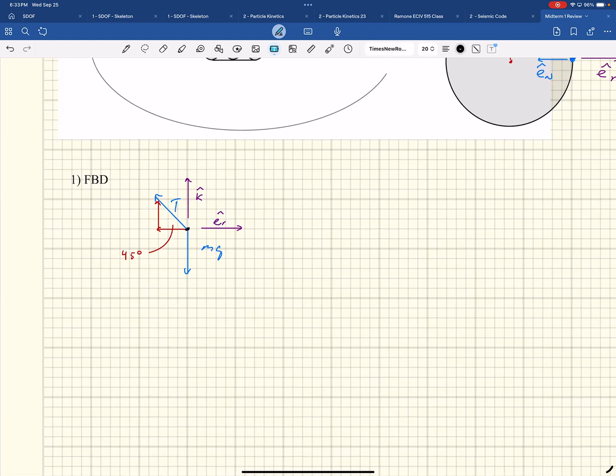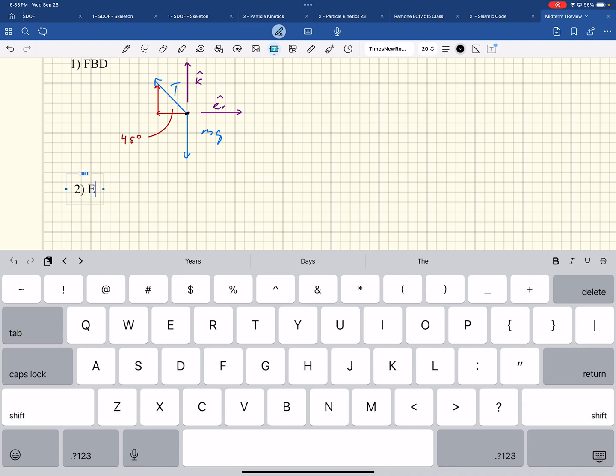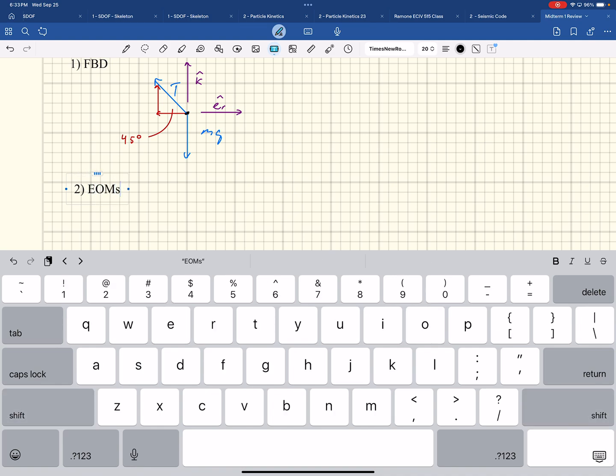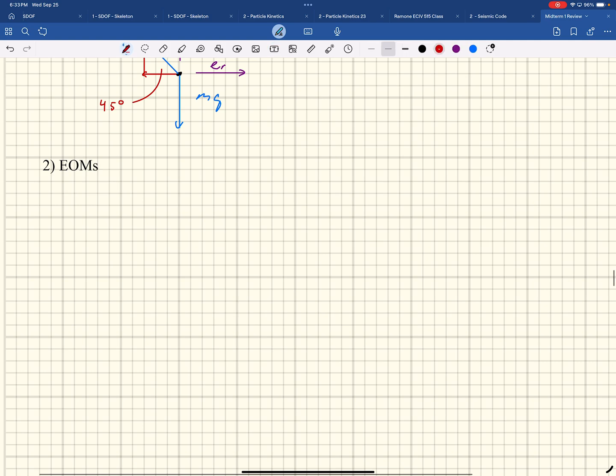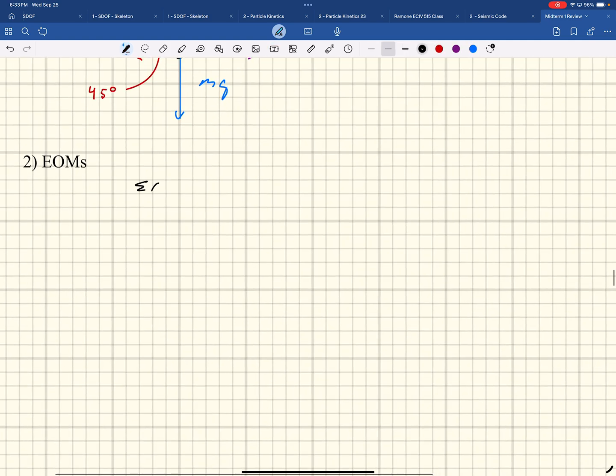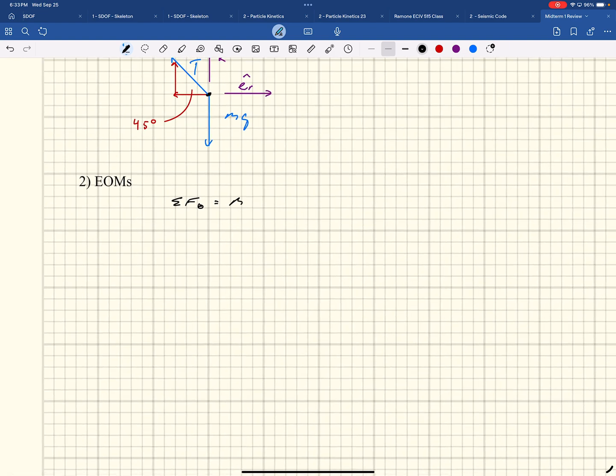Next step, step 2: EOMs, equations of motion. Start writing them all down. The sum of the forces in the theta direction is equal to mass times acceleration in the theta direction. First, there are no forces in the theta direction, and therefore no acceleration in that direction. This is mass times, what is it, the theta direction, is r alpha plus 2 r dot omega.